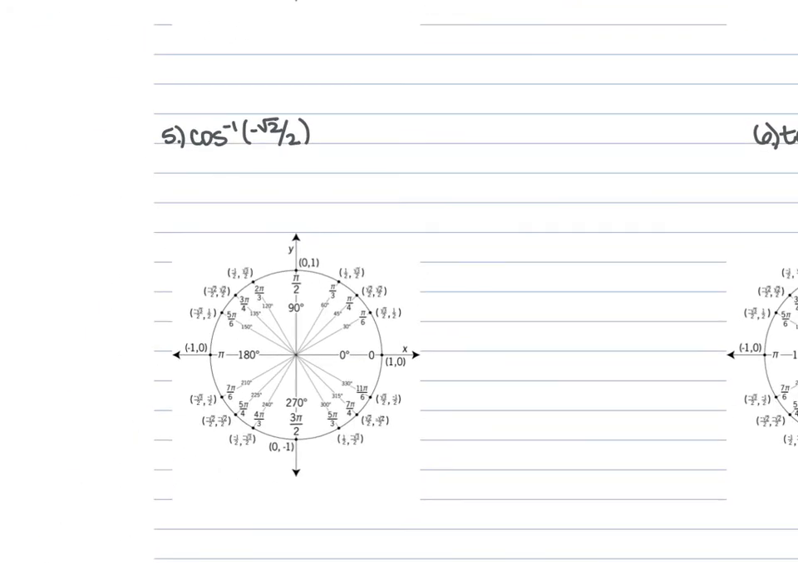For 5, we have inverse cosine of the negative square root 2 over 2. So x value is negative square root 2 over 2 is here, as well as here. So that's 3 pi over 4 plus 2 pi times n, as well as 5 pi over 4 plus 2 pi times n.